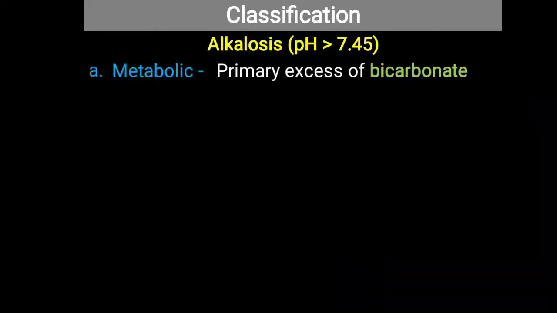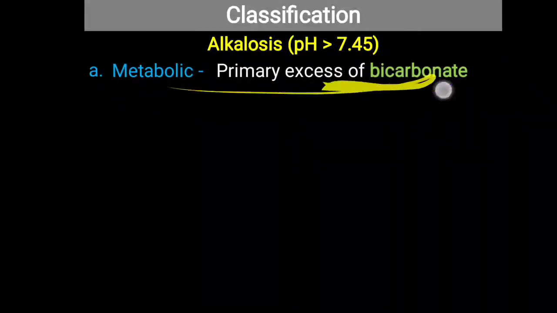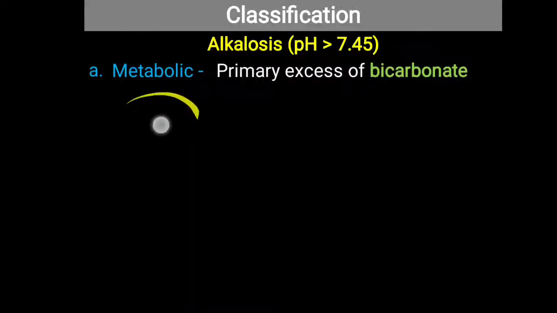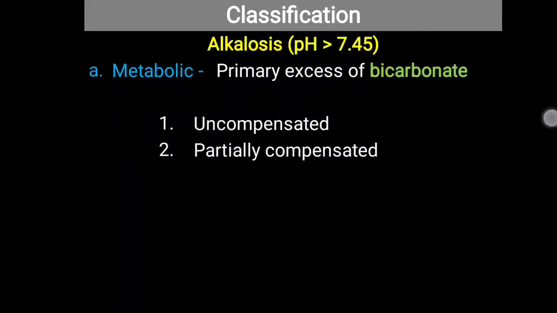Further, alkalosis is of two varieties, metabolic and respiratory. Currently we are talking about metabolic. Whenever we talk about metabolic, you have to remember the molecule bicarbonate. It is simply MB: M means metabolic, B means bicarbonate. So in metabolic alkalosis, an excess number of bicarbonate is seen. It is further divided into three varieties based on clinical representation: uncompensated, partially compensated and fully compensated metabolic alkalosis.